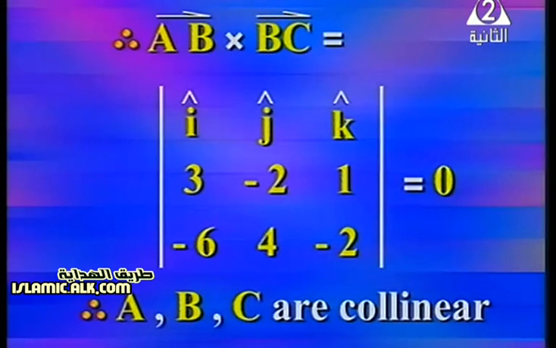Why does the determinant equal 0? Because we have two rows that are equal. Which two rows are equal? R3 and R2: R3 divided by -2 equals R2. Then the determinant equals 0, and we know that A, B, and C are collinear.